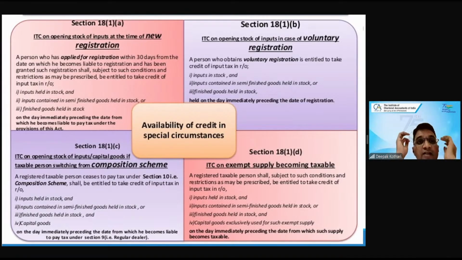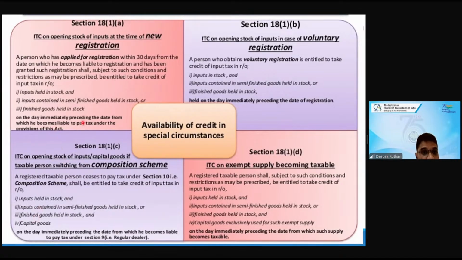Omkar, for highlighting that. So 18.1A first is the scenario of ITC on opening stock of inputs at the time of new registration. Okay. So what happens when you are taking new registration? You had some stock in your hands and you had not registered, but at the time of registration, you still have the stock in hand with you.